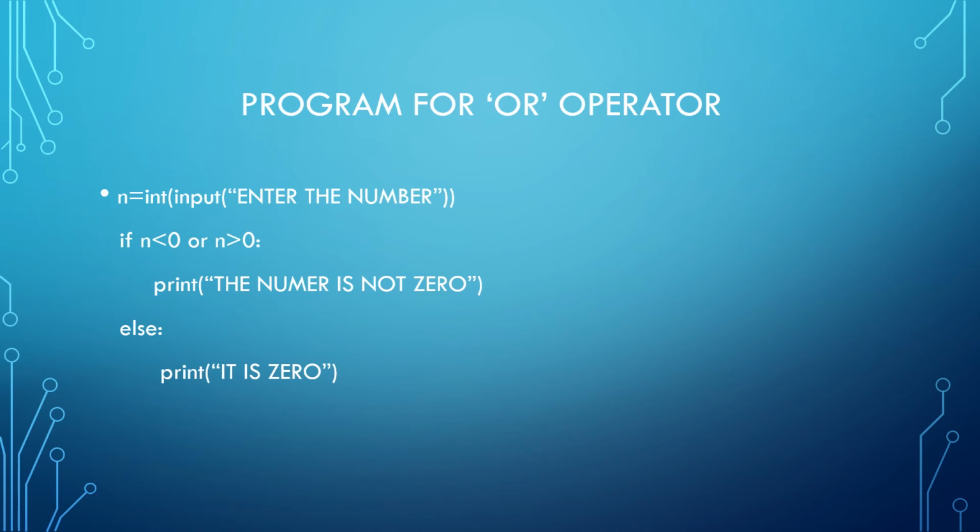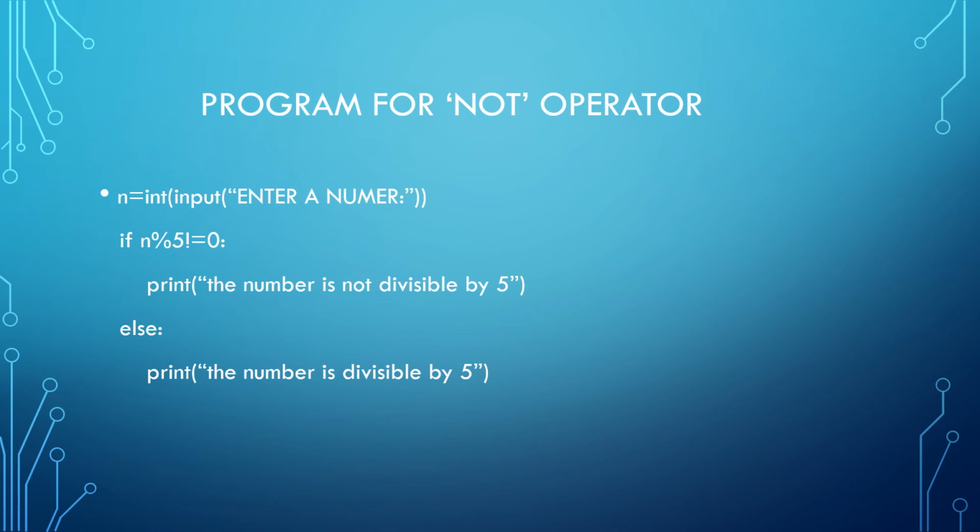n equal to input, enter the number, will ask the user to give us a number. It will check for the expression if n is less than 0 or n is greater than 0, and if it is so, it will print the number is not 0, else it will go to the else block and print it is 0. So here we use the OR operator to determine this. Now the NOT operator.